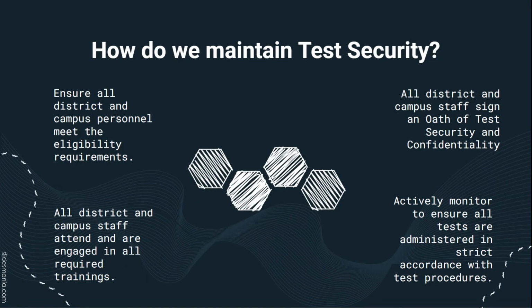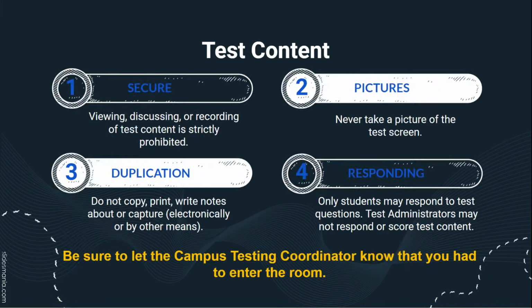To maintain test security, we must ensure that all district and campus personnel meet the eligibility requirements, attend and are engaged in all required trainings, sign an oath of test security and confidentiality, and actively monitor to ensure that all tests are administered in strict accordance with test procedures. Test content is secure and should never be viewed, discussed, or recorded. Never take a picture of a screen. Do not copy, print, take notes, or capture by any means information on a screen. Only students may respond to test questions.